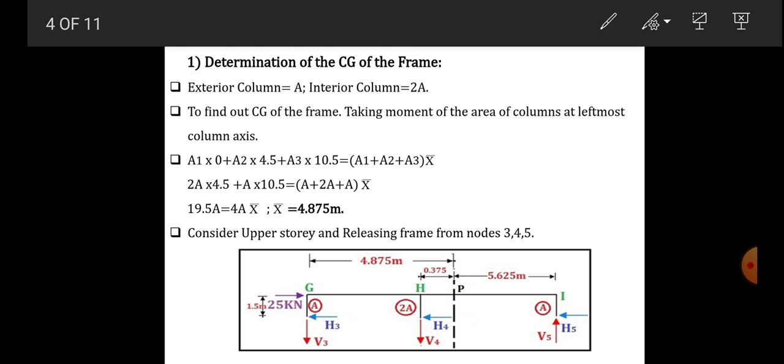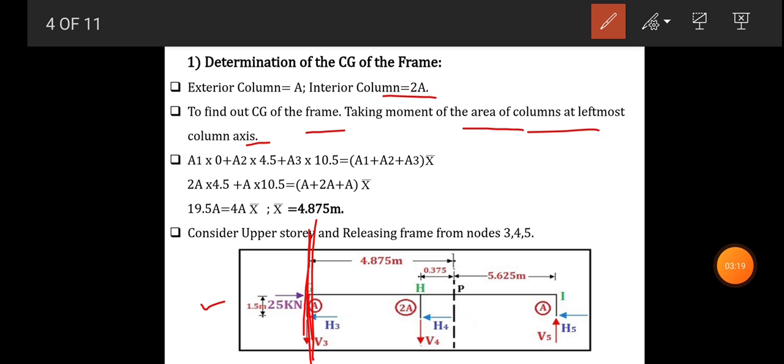Now we know that if the exterior column is A, the interior column will be 2a as per the relation given in the problem statement. Now to find the CG of the frame, take the moment of area of the columns about the leftmost column axis. Let's say this one is the first column, A1, and we take the moment of area of the columns about this column.